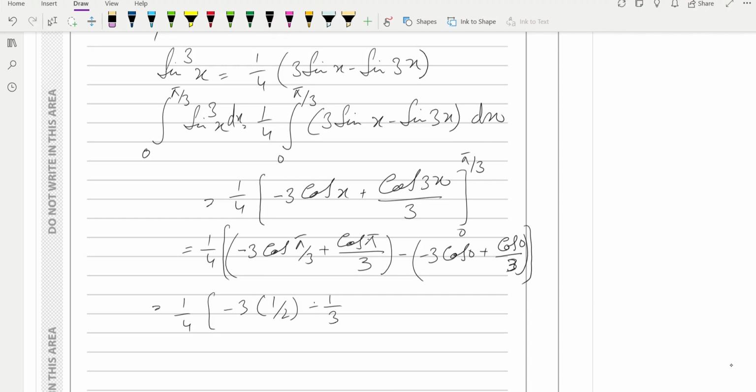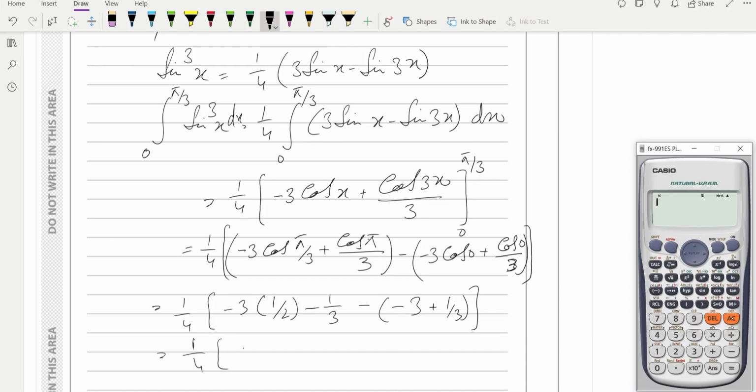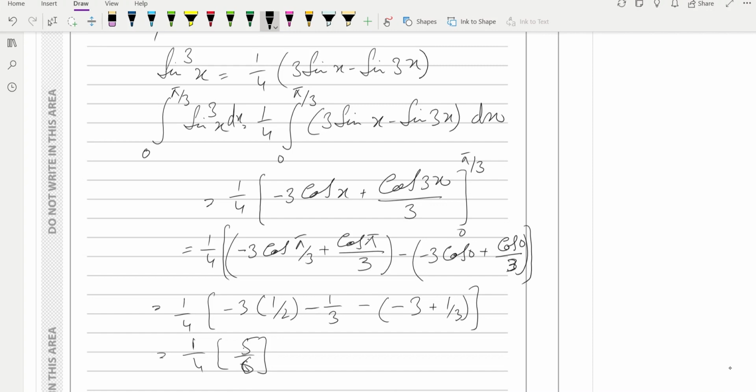So this is how we can write over here, and minus next portion will be minus cos 0 will be 1, so minus 3 and 1 by 3 plus 1 by 3, so this one. Now if we simplify, this will be 1 by 4 and in brackets this will be minus 3 by 2. We can basically use calculator, minus 3 over 2 and then minus 1 over 3, and minus minus plus, so plus 3 and minus 1 over 3, and this is equal to 5 by 6. So this will be 5 by 6 in brackets, and we can rewrite it as 5 over 24.